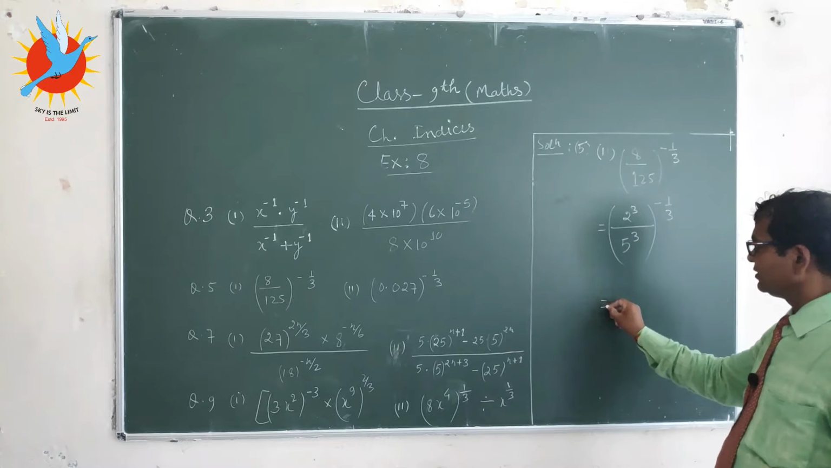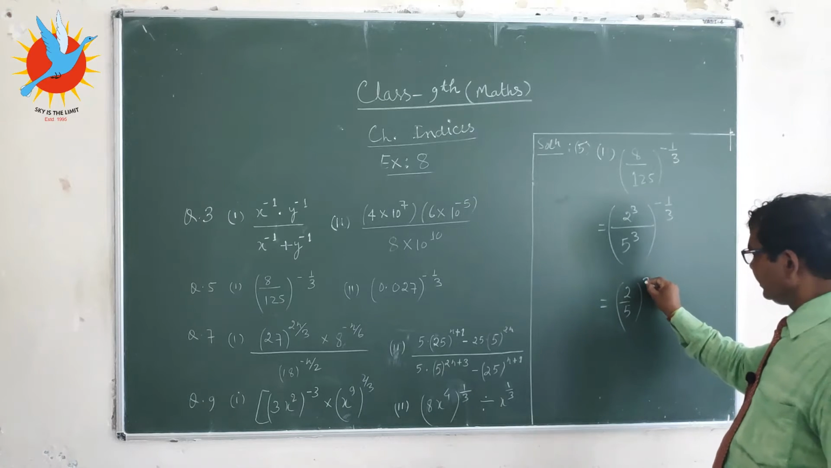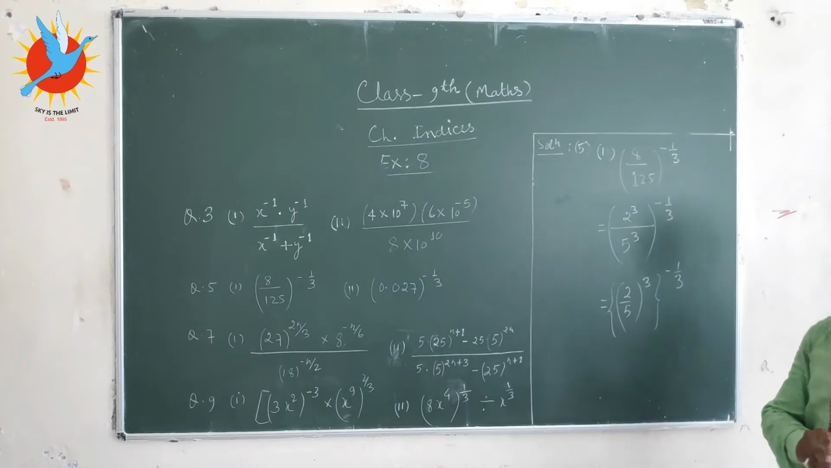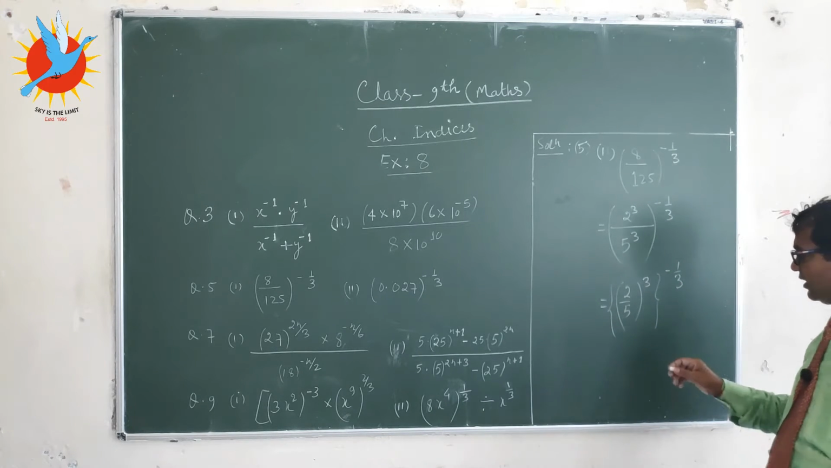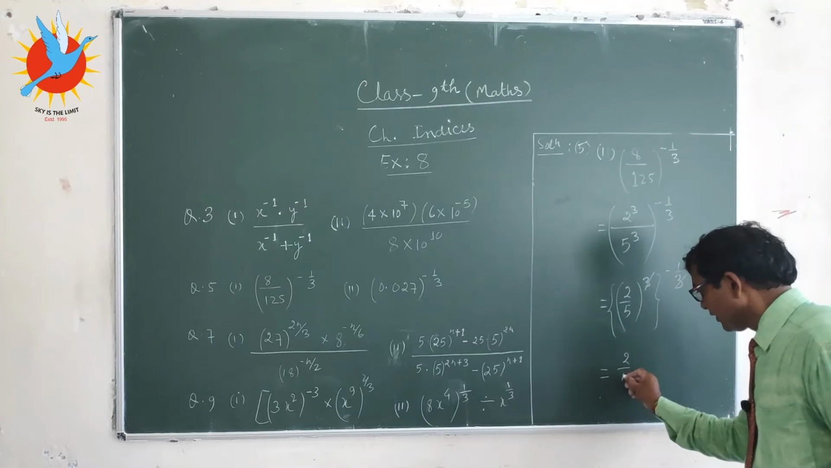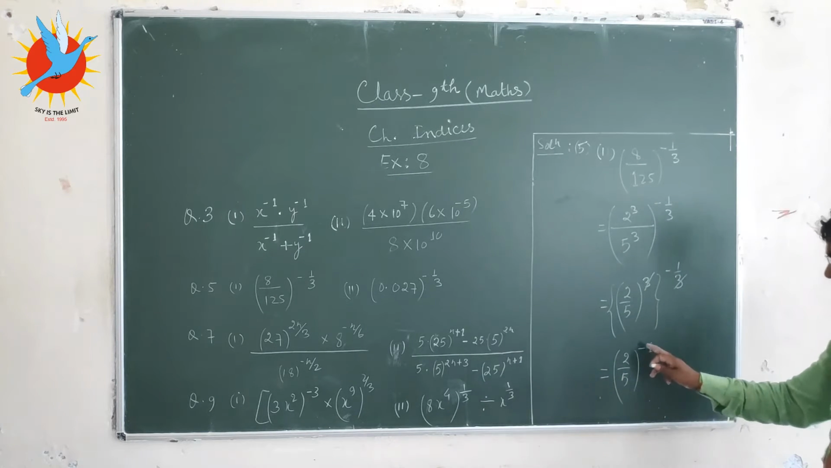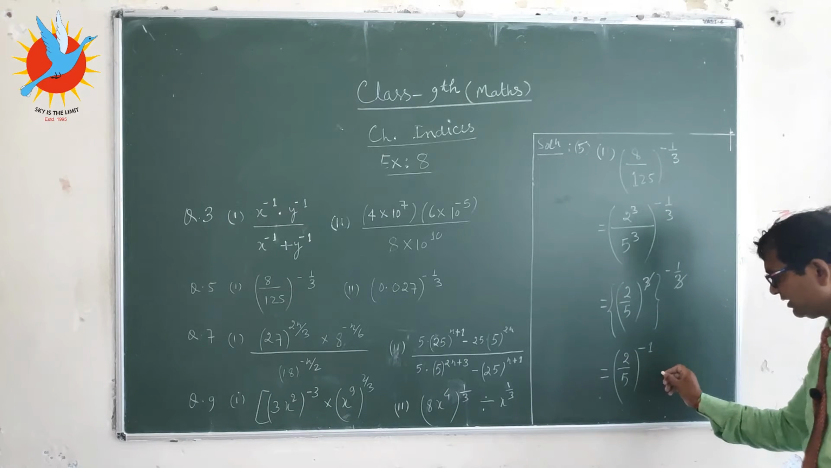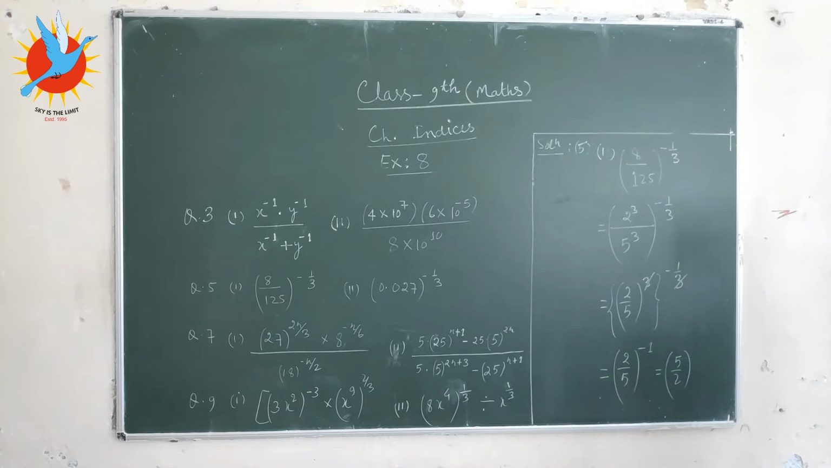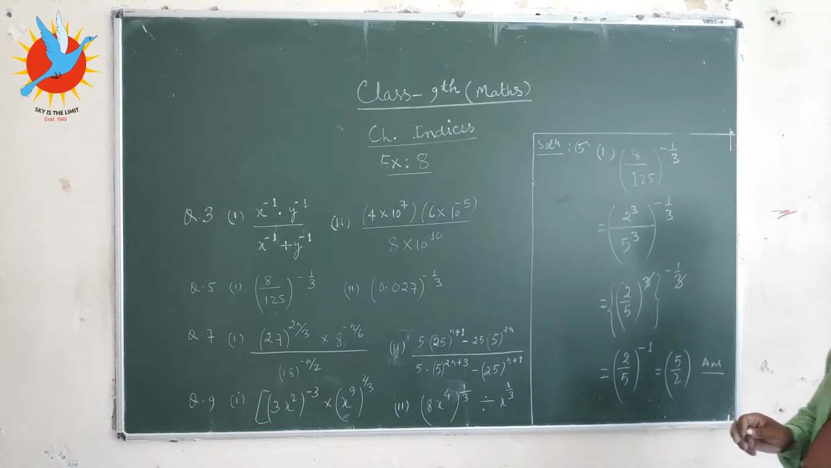This can be written as 2 by 5 to the power 3 to the power minus 1 by 3. Now this 3 and 3 would be cancelled out. We will have here 2 by 5 to the power minus 1, and if you convert this index into positive, this will be reversed and this will become 5 by 2 to the power 1, and that need not be written here. Therefore this is the final answer of the first part of question number 5.